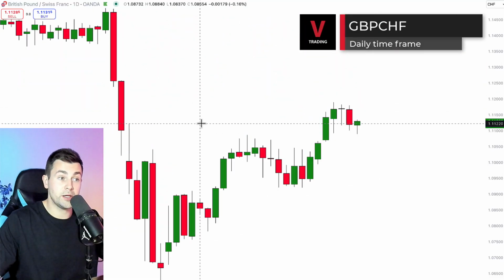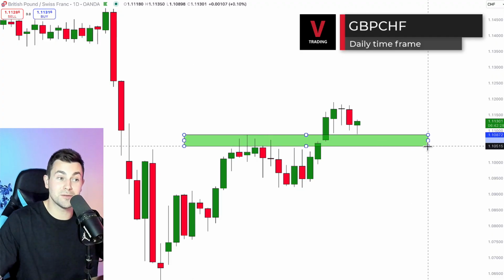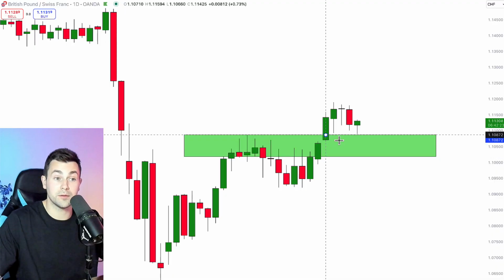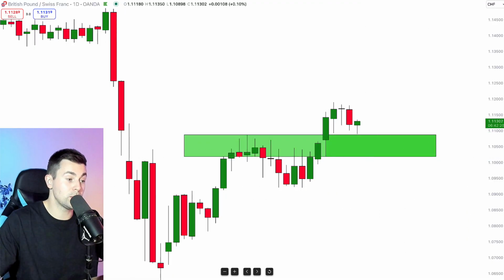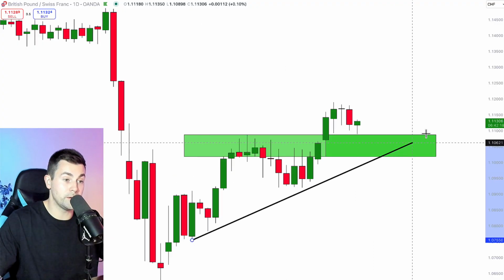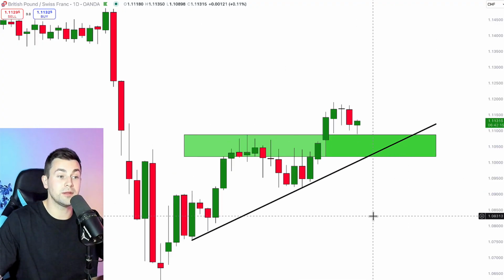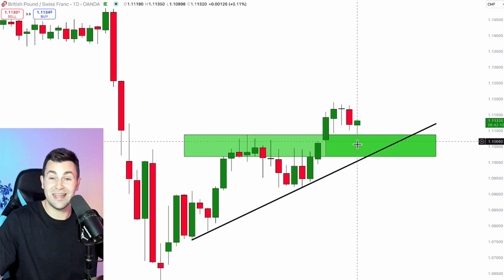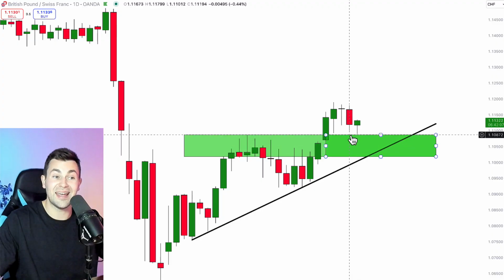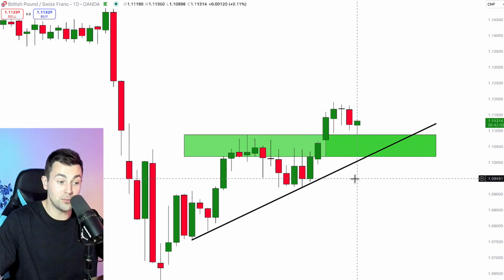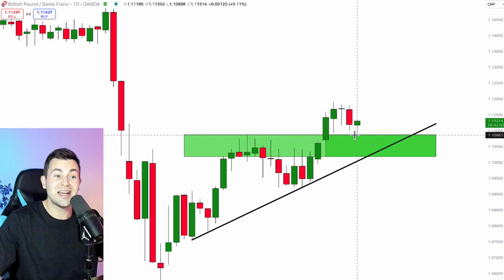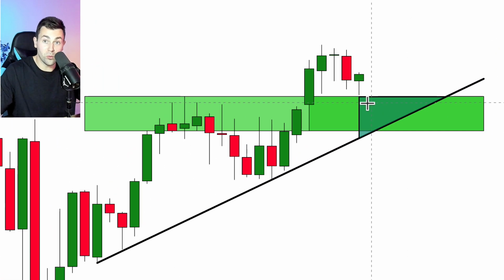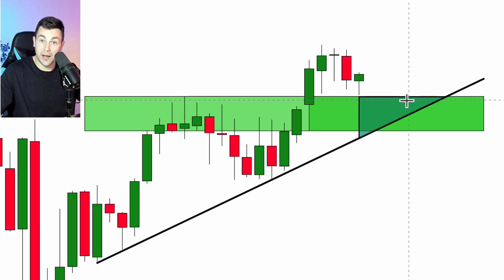On a pound Swiss pair, we have a significant static support. It was a static resistance in the past and it turned into a support after a breakout. But we also have a dynamic support here. This rising trend line is an important dynamic support that the price perfectly respects. And the dynamic support, the trend line, and this static support will compose the contracting demand zone. The support zone that will contract with time.